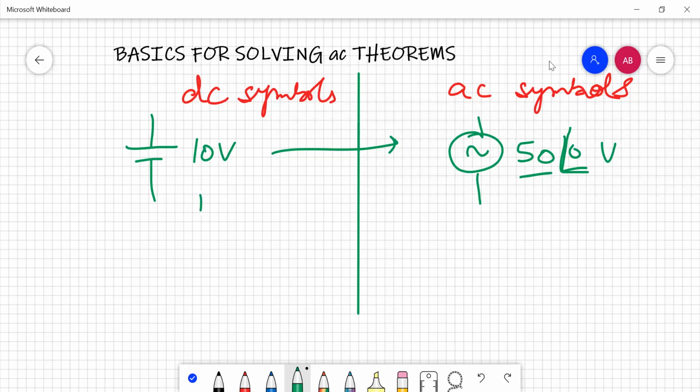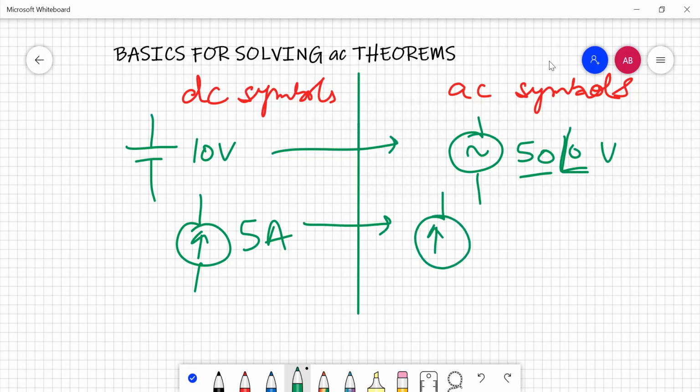Next, we all have seen that the current source is shown with an arrow like this, and we always write it like 5 amperes. The same symbol of the current source will be replaced by the same arrow but with this sinusoidal sign on this arrow, that will indicate the AC current source. So that can be given like this also, or it can be given like this also. It can have any angle also, right?